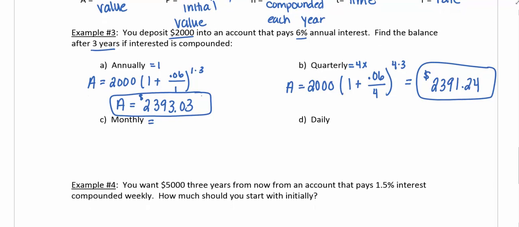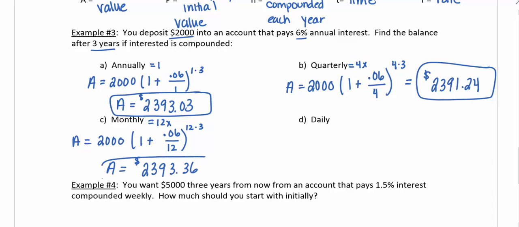Monthly, how many months are in a year? 12. So this is going to be 12 times per year. So again, we're using the exact same formula. My initial value was $2,000. I've got a rate of 6%, but this time I'm compounding 12 times per year. So I've got 0.06 over 12 and 12 times 3. So again, take a second, type that in your calculator. Everybody's typing it in their calculator, so you can make sure you know how to do it. $2,393.36.